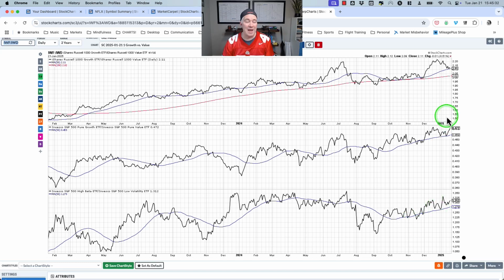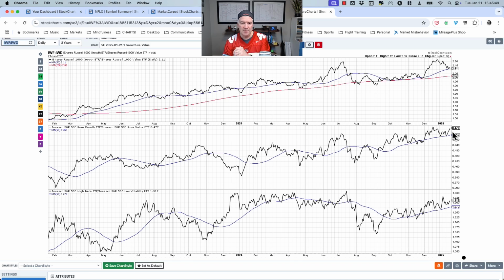So, where are we at right now here in mid-January 2025? Well, growth has been underperforming value using the traditional indexes. The pure value indexes are suggesting growth is actually stronger than that first one might imply. And that means maybe some of those conglomerate names are weighing on the index.